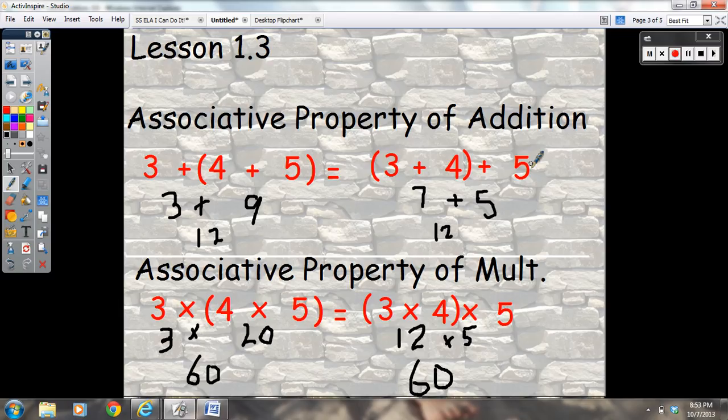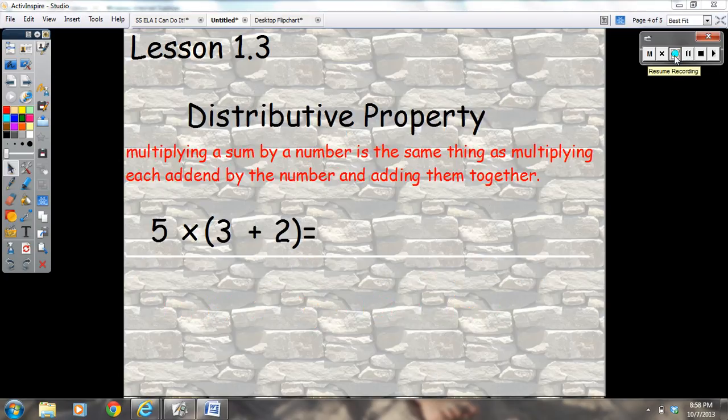And let's show you how the distributive property works now. Okay, so here's the distributive property, and here's the definition of the distributive property. Distributive property says that multiplying a sum by a number is the same thing as multiplying each add-in by the number and adding them together. Let me show you what that means.